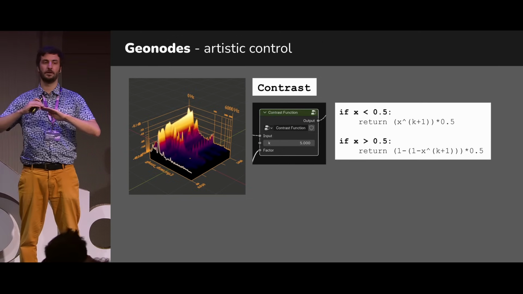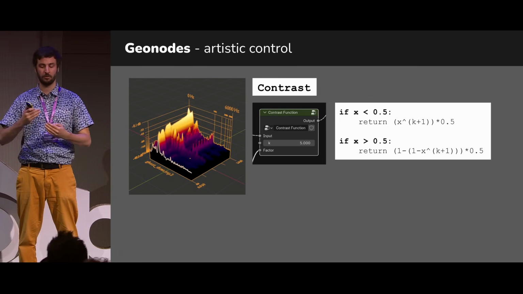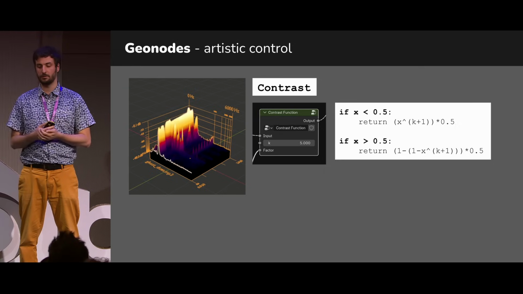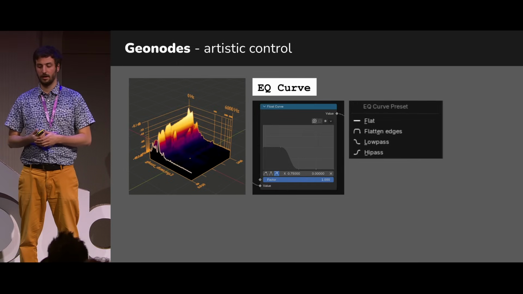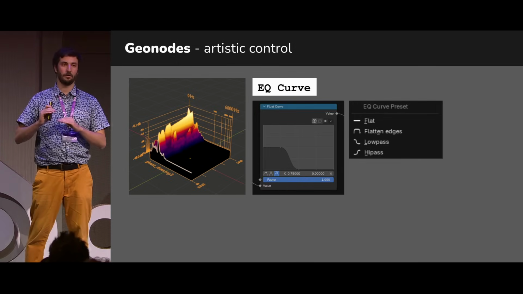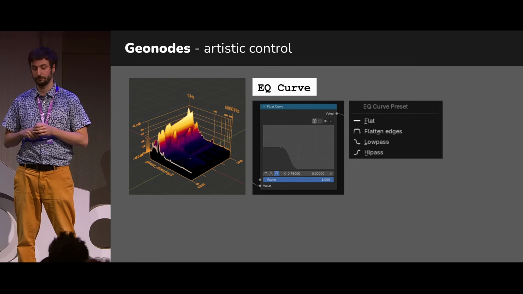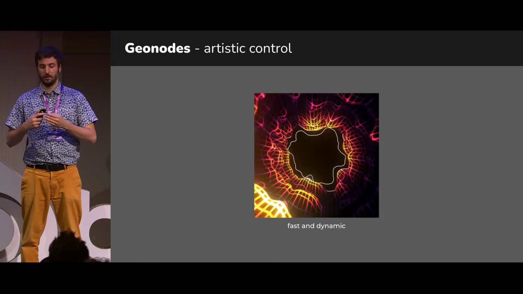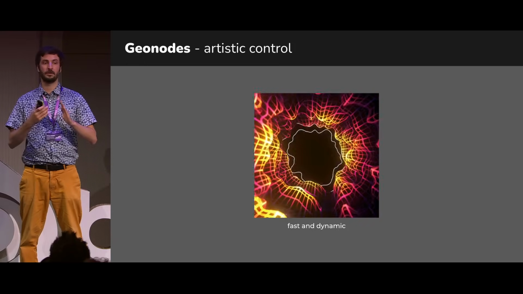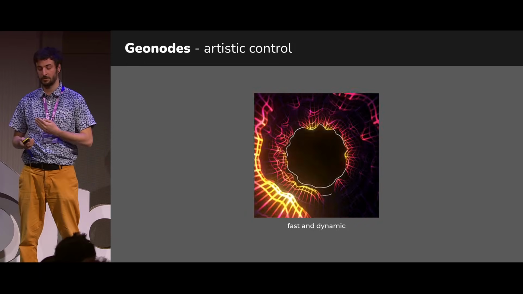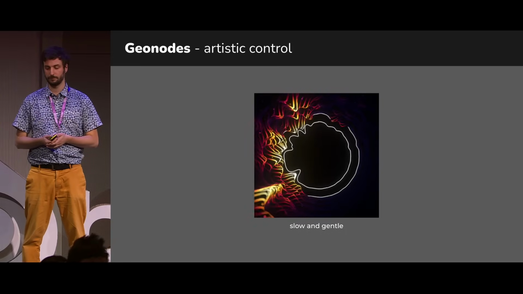I added a way to add back contrast onto the spectrogram. If it's too smooth, sometimes you lose some contrast. So I used the sigmoid function to add some contrast. And finally, I added an equalizer curve to flatten some parts of the spectrogram at will. With all this artistic control, you could either make a spectrogram fitted for a fast and dynamic music, as shown here, or on the contrary, for a slow-paced and gentle music.